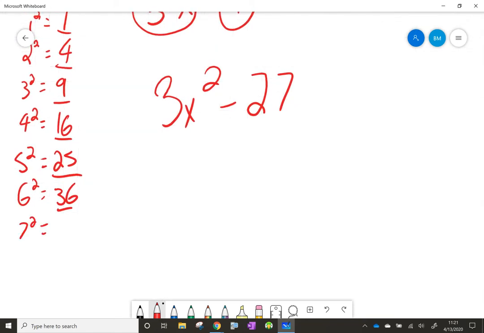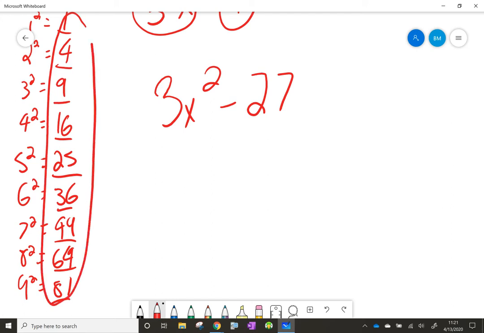Right, you get the idea. 7 squared is 49. 49 is a perfect square. 8 squared is 64. 64 is a perfect square. Right? 9 squared is 81. 81 is perfect. So these are the numbers we're looking for. These are the perfect squares. 3 is clearly not a part of that list. 27 is clearly not part of that list.